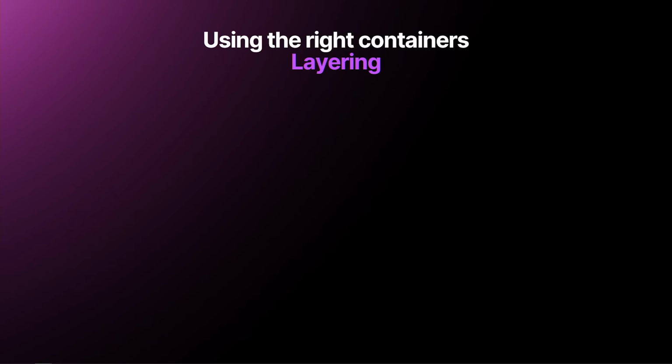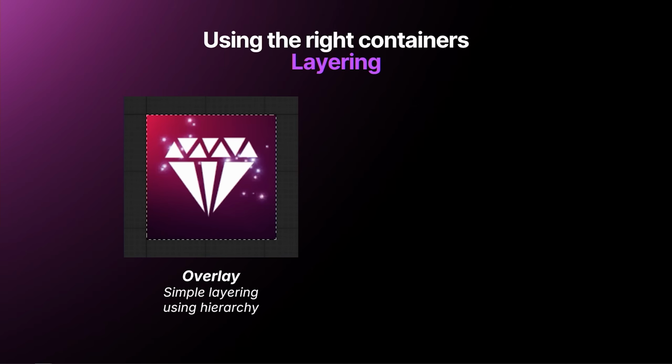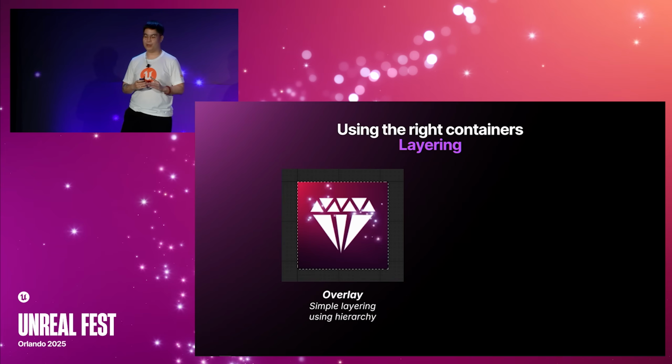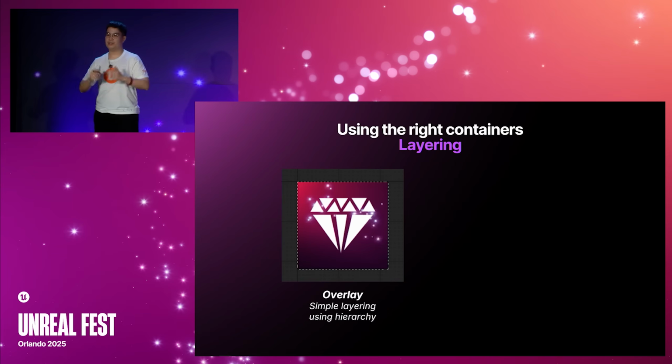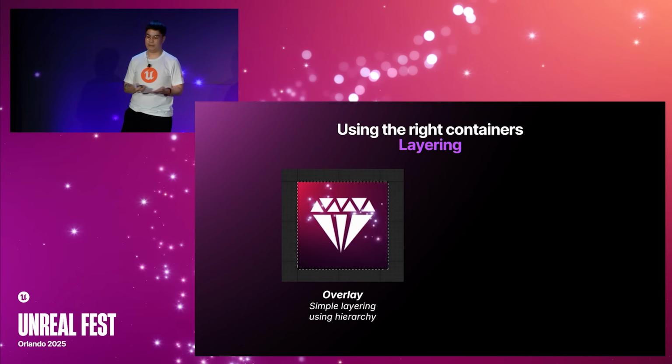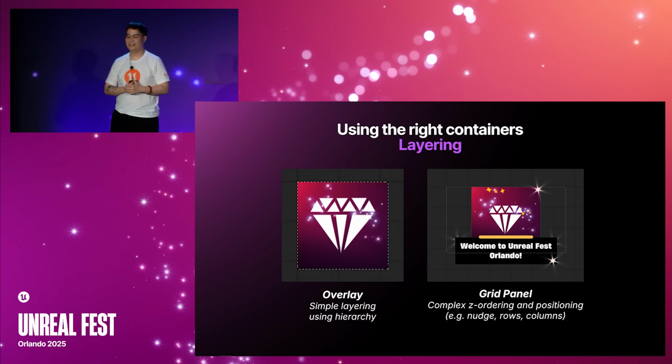Let's talk about layering. So we had overlays, right? Overlays let you organize your widgets top to bottom using the hierarchy. That's a really simple concept that most people understand. But if you want something a bit more than that, if you want to specify, I want 2 widgets on the same layer, but I want to make sure that that's on the very bottom and not the top, an overlay doesn't really do it for me. And so I use a grid panel.